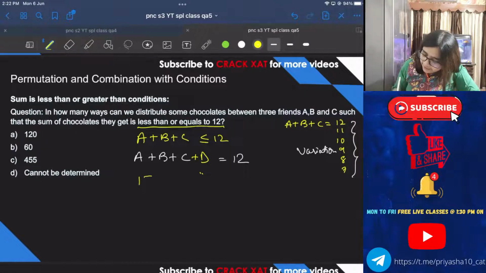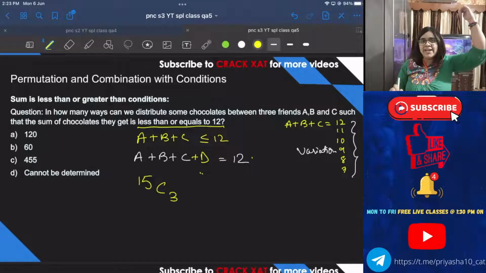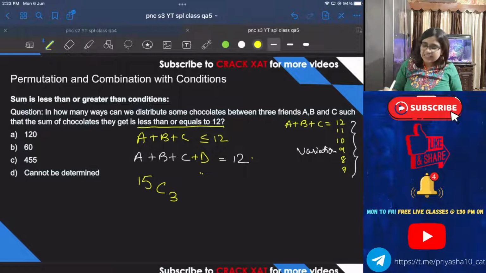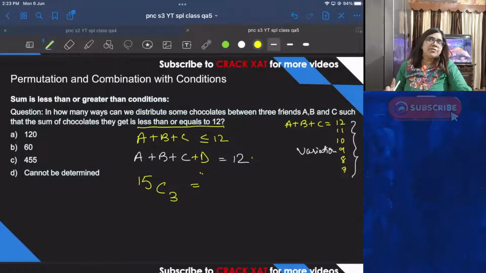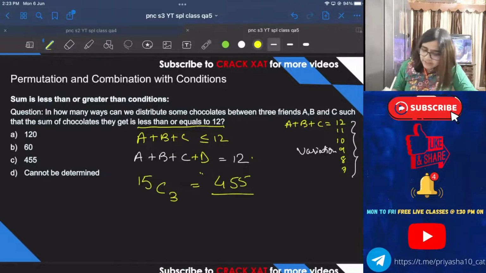15C3. Why 15C3? 12 zeros plus 3 ones, that is 15 total, and C3. Very good. So I think Shayan answered it way back in the previous question, when it was at most, I mean maximum, greater than. So this one will be 15C3, and 15C3 when calculated will give you 200, how much? 208, no, 200 plus 200, 450, 450 plus 5, 455. That is option C. Thank you, Setu.